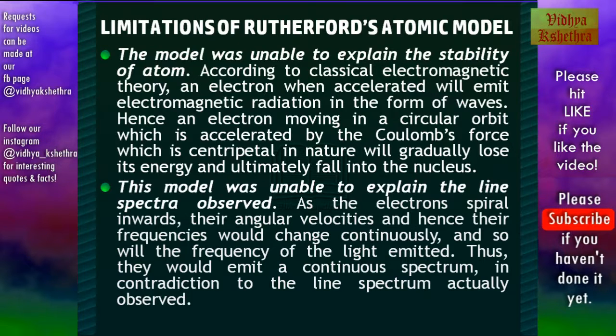Then the second reason is this model was unable to explain the line spectra observed. That is, as the electrons spiral inwards, their angular velocities and hence their frequencies would change continuously, and so will the frequency of light emitted. Thus, they would emit a continuous spectrum in contradiction to the line spectrum actually observed.